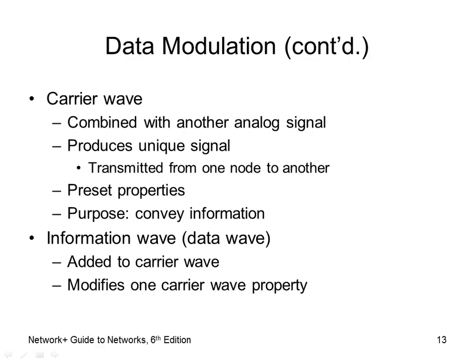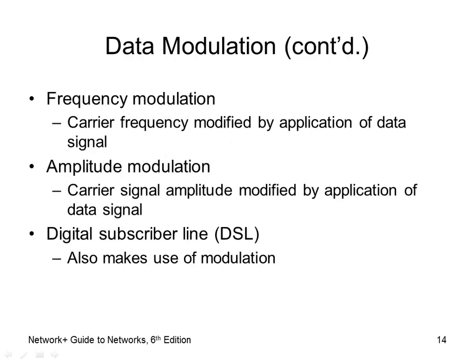So in modulation, you have a carrier wave, which is combined with another analog signal to produce a unique signal. That is then transmitted over the system from one node to another. The carrier wave conveys the information. The information wave is then added and modifies one property of the carrier wave.